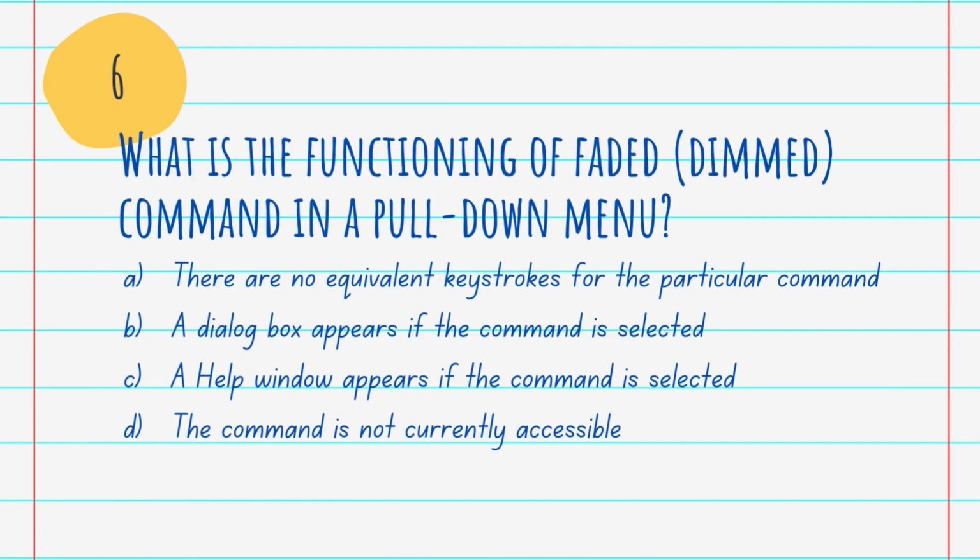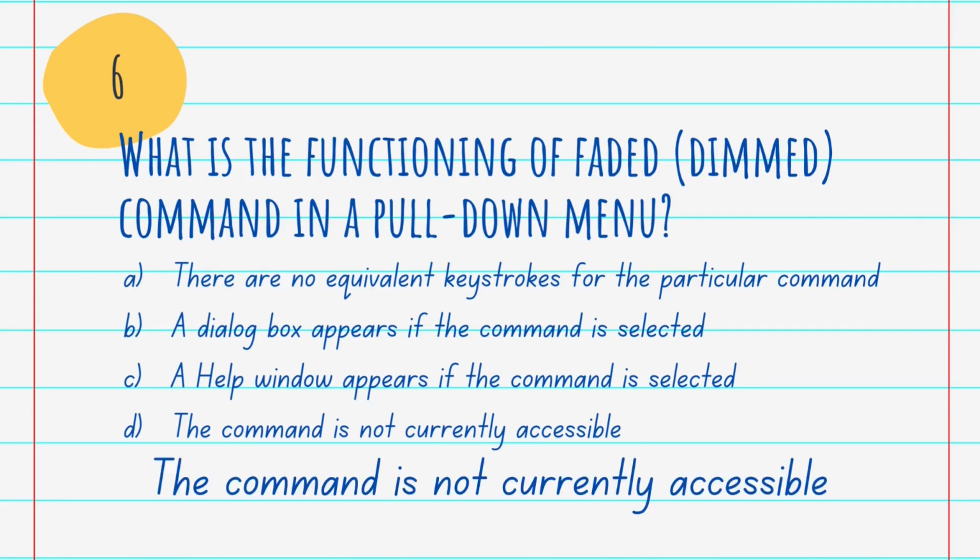Then next question, what is the function of faded or dim command in pull down menu? A, there is no equivalent keystroke for the particular command. B, a dialog box appears if the command is selected. C, a help window appears if the command is selected. D, the command is not currently accessible. And the answer is D. The command is not currently accessible.